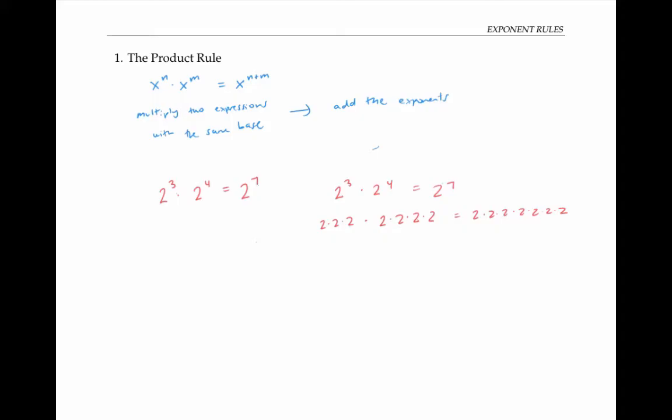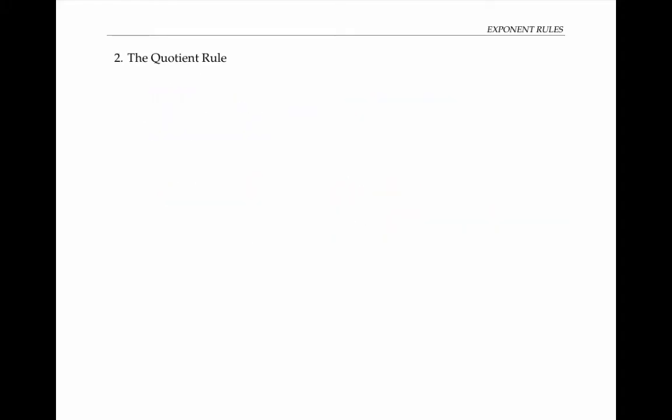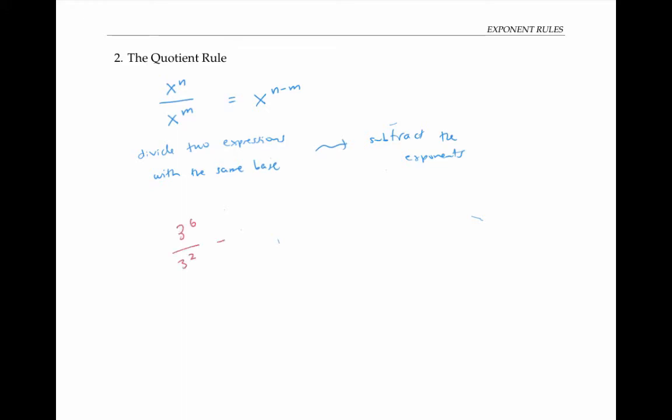The quotient rule says that if I have x to the n power divided by x to the m power, that's equal to x to the n minus m power. In other words, if I divide two expressions with the same base, then I can subtract their exponents. For example, 3 to the 6 divided by 3 squared is going to be 3 to the 6 minus 2, or 3 to the 4th.